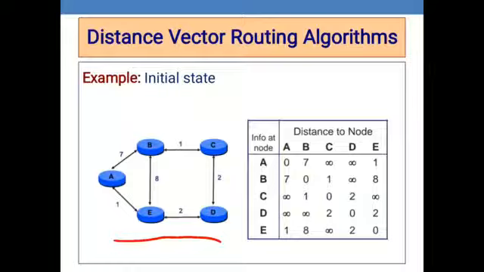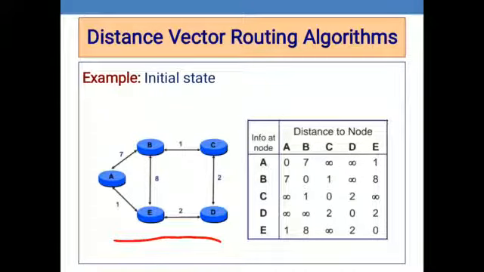So we need to write down in a matrix format. So all the routers are existed here. So if you observe, what is the first one? We need to set the value of node to itself as 0. So here A to A, that is 0, B to B, that is 0, C to C, that is 0, D to D, that is 0, and E to E, that is also 0. That is the first step.